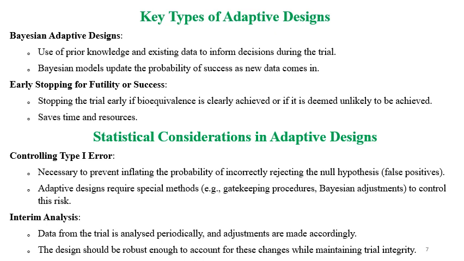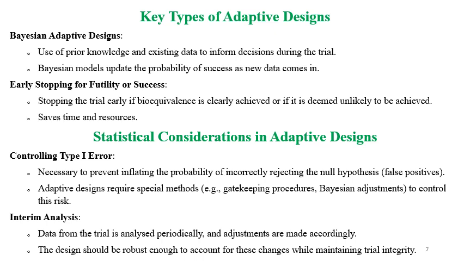Now see the statistical considerations in adaptive designs. Controlling type 1 error. It is necessary to prevent inflating the probability of incorrectly rejecting the null hypothesis. That means false positives. Adaptive designs require special methods like gatekeeping procedures, Bayesian adjustment to control this risk. And risk is what? You are rejecting the null hypothesis. You need to control type 1 error. So these statistical considerations should be there in the adaptive design.